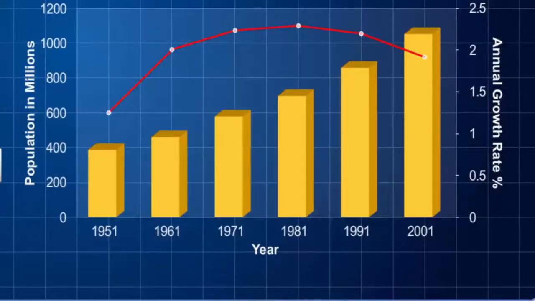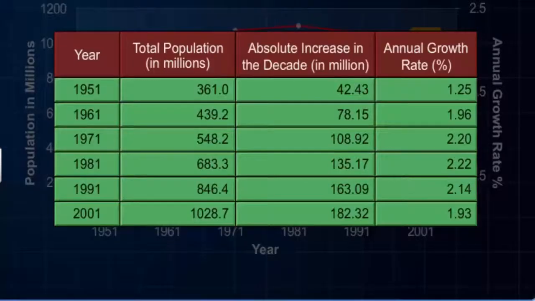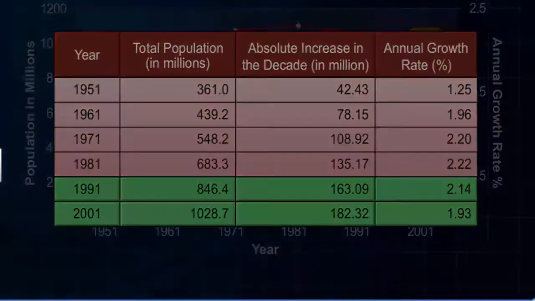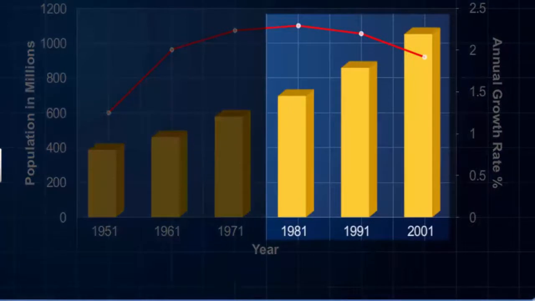India's population has been steadily increasing over the years. From a population of 361 million in 1951, the country's population stood at 1,028 million in 2001. From 1951 to 1981, the annual rate of population growth was steadily increasing. Post-1981, you will notice a gradual decline in the growth rate.